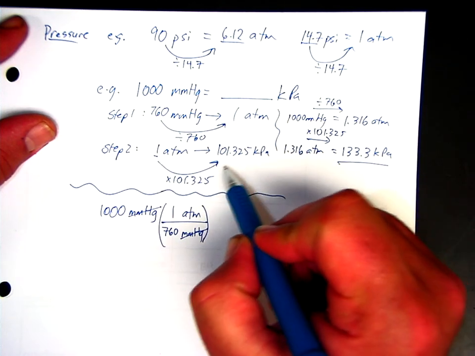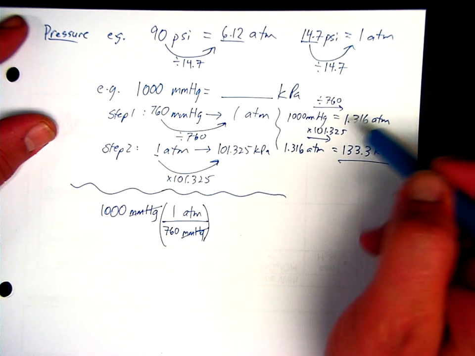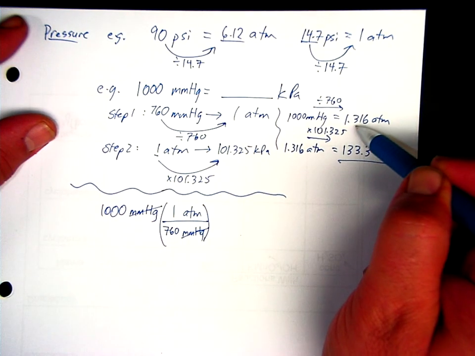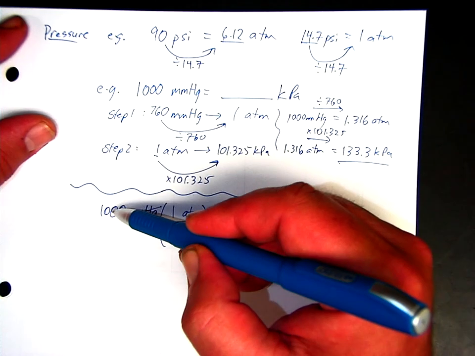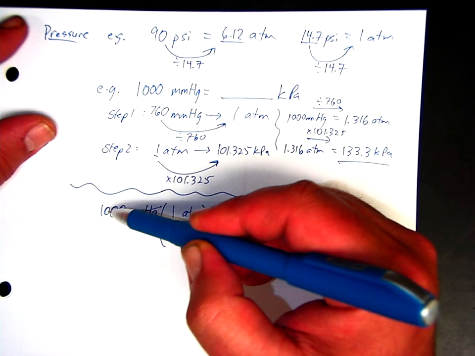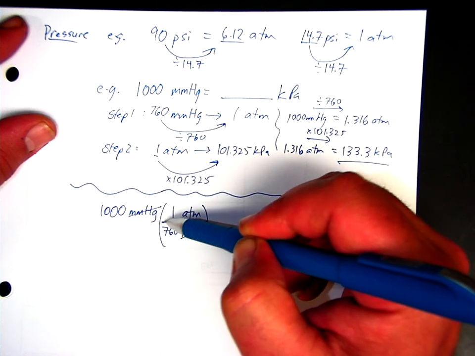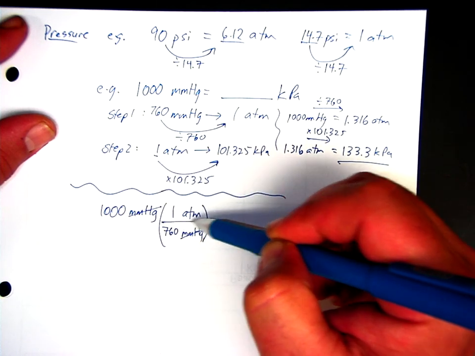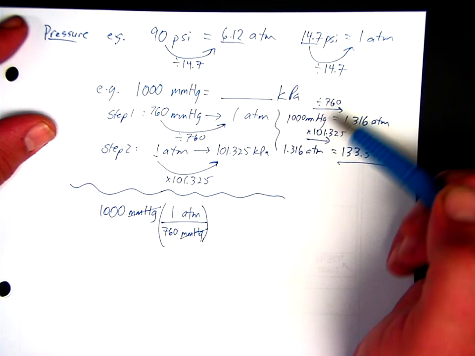I would get my value of 1.316 atmospheres. Because what this is telling me to do is, with any fraction, you multiply the tops together. So 1,000 times 1 doesn't change. Then fractions really mean divide. So divide by 760, which is what I did. But I'm just showing it a little different way.